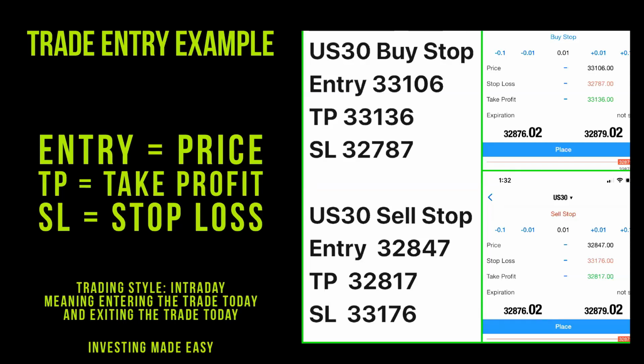So typically when the signal goes out, you're going to see a trade that looks just like this, okay? US30 buy stop, let's start with that. The entry is 33106. Look in the middle there, it says entry equals price. So when you have your app open and you follow step 1, step 2, step 3, step 4 on the previous slide, you're going to enter the number entry where it says entry 33106 next to price. You see that right here in the top right hand corner? That's a buy stop trade, okay?